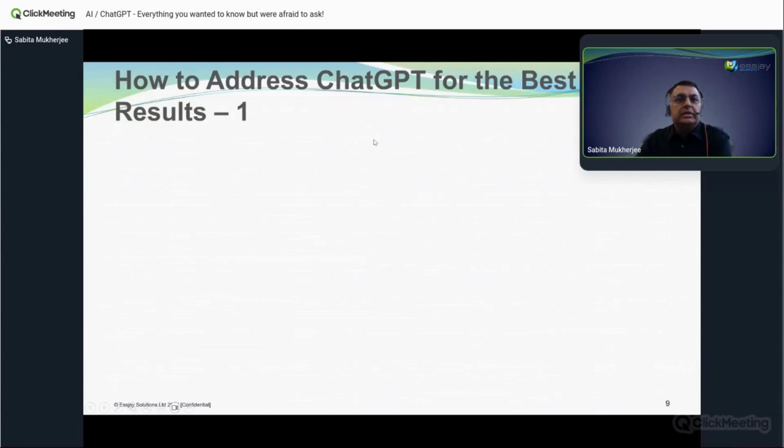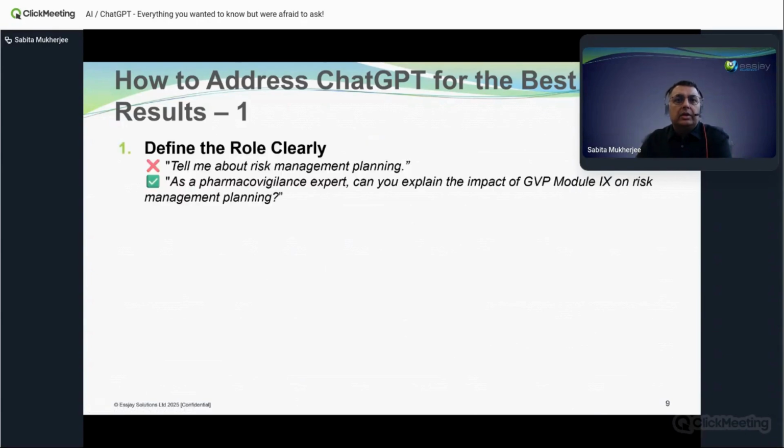So, firstly, define the role clearly. To get a more expert level response, specify ChatGPT's role in your query. So in this example, rather than saying, tell me about risk management planning, you would ask, as a PV expert, can you explain the impact of GVP Module 9 on risk management planning? So here you're setting the role for ChatGPT. You're telling it to be a PV expert.